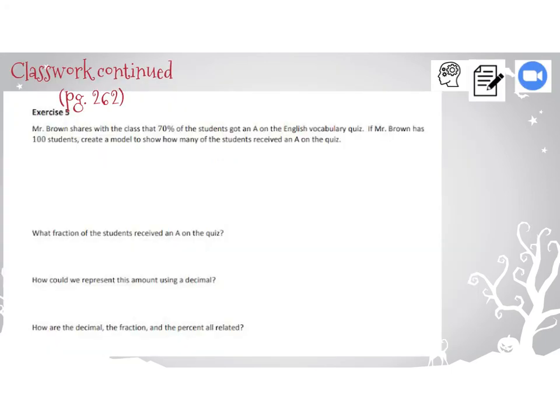Here we're looking at exercise 5. Mr. Brown shares with the class that 70% of the students got an A on the English vocab quiz. If Mr. Brown has 100 students, create a model to show how many of the students received an A on the quiz. So they just said 70% equals 70 out of 100, which, if I reduce that by 10, is 7/10.